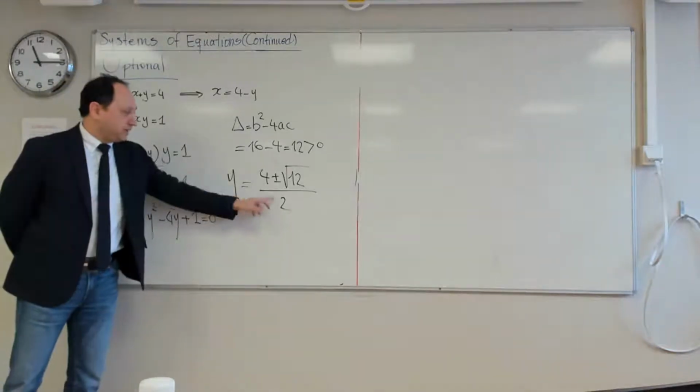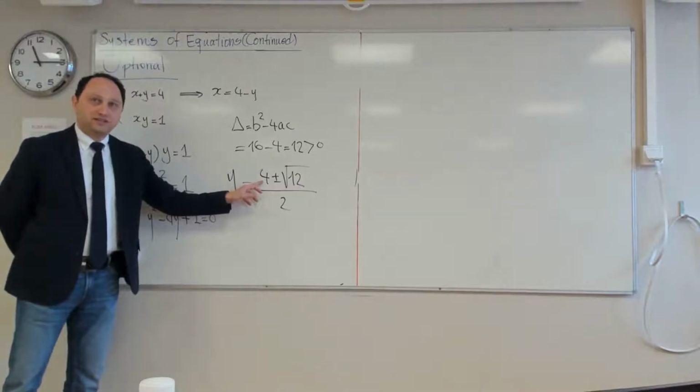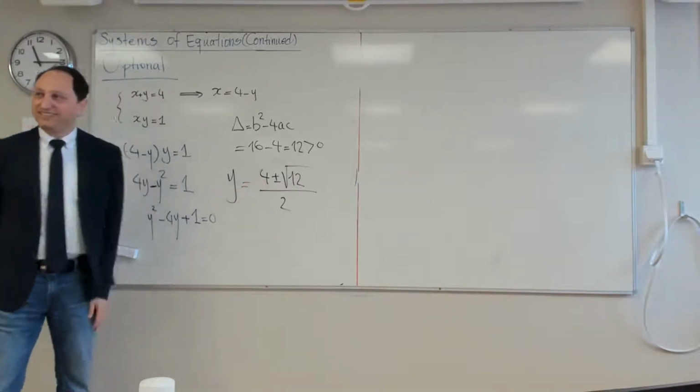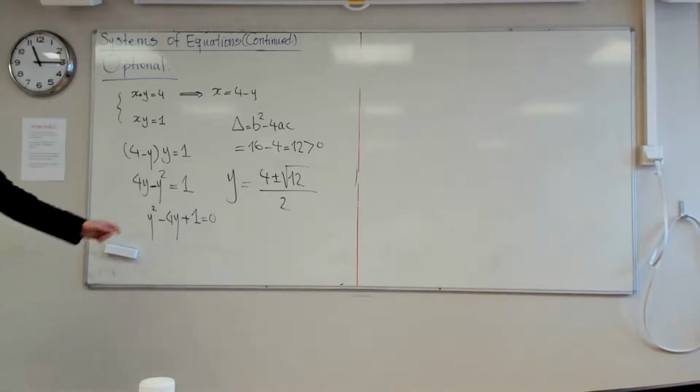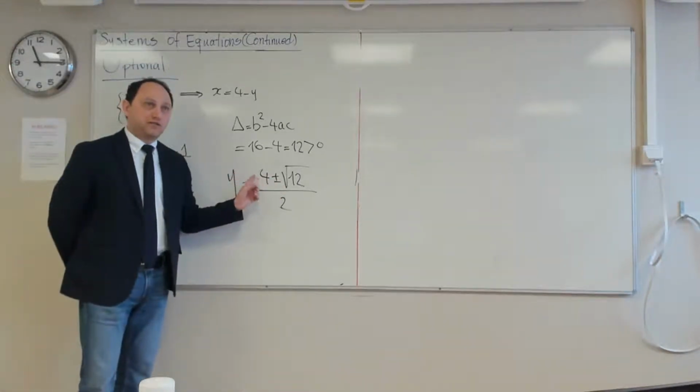Okay, now we want to simplify this. Am I allowed to simplify this 2 by 4? Say just yes. No, it's not possible, because this is a summand, not a factor.